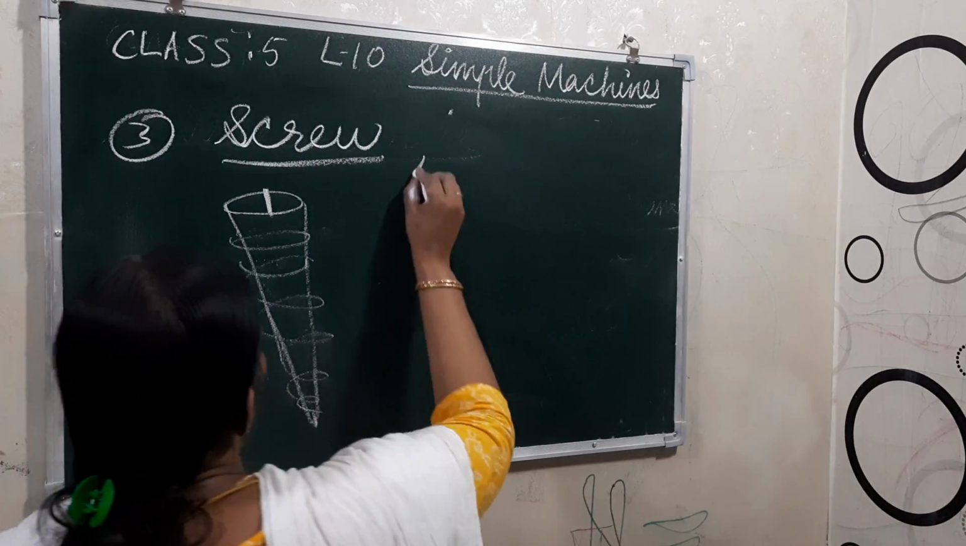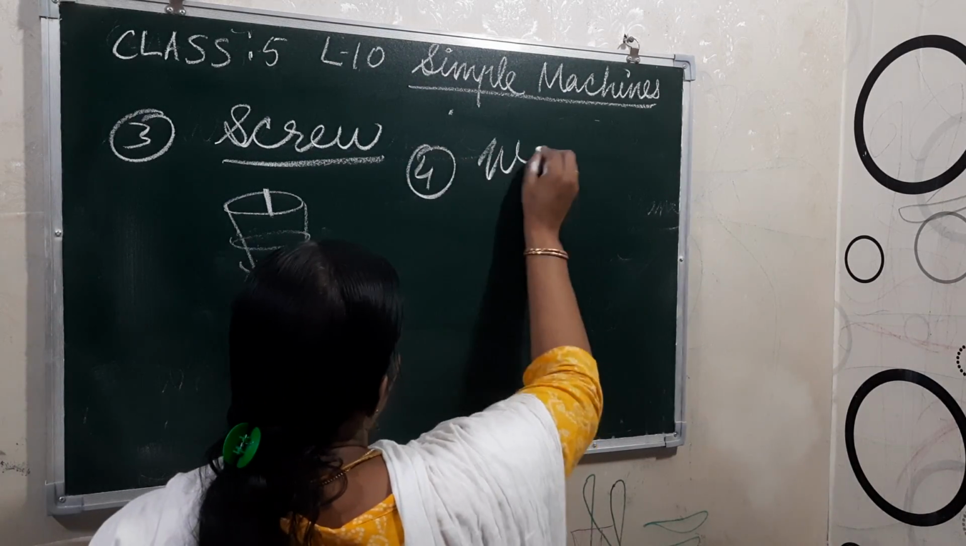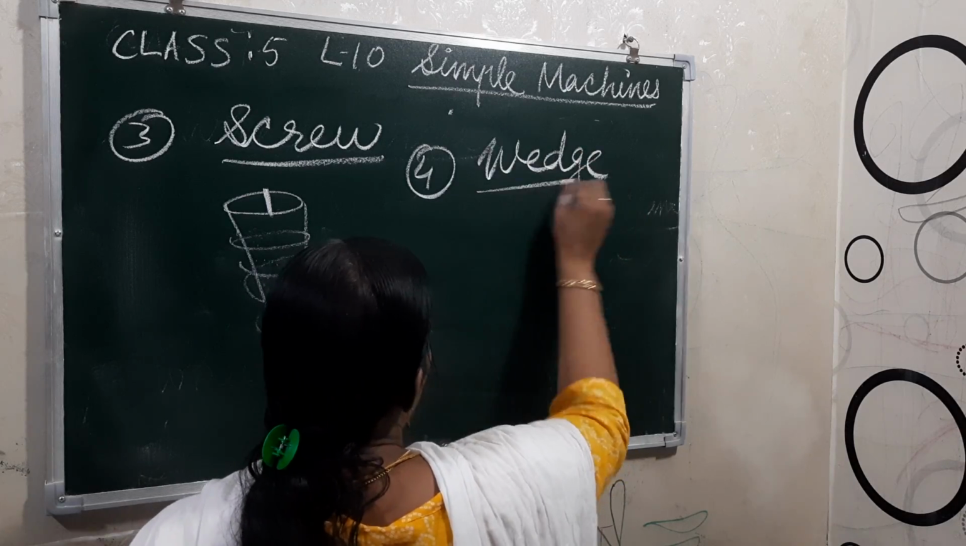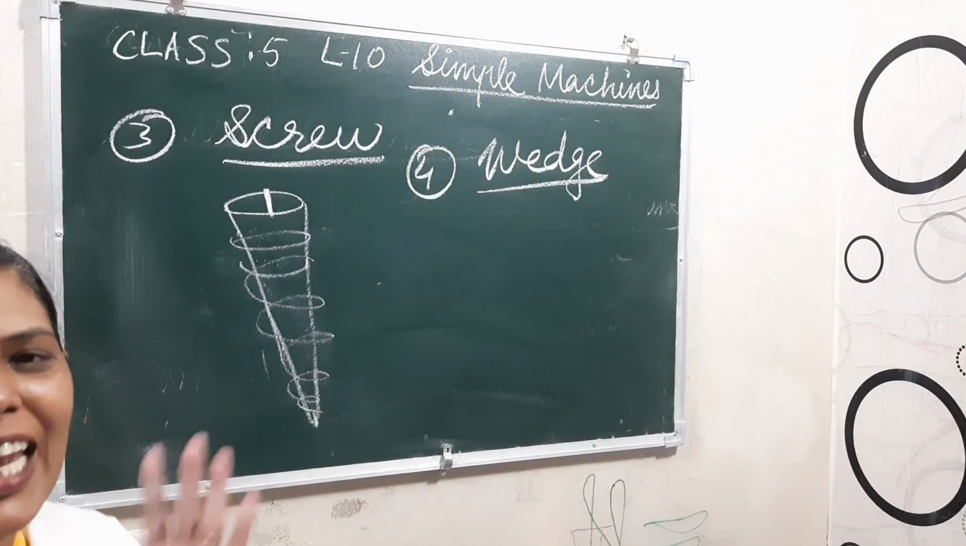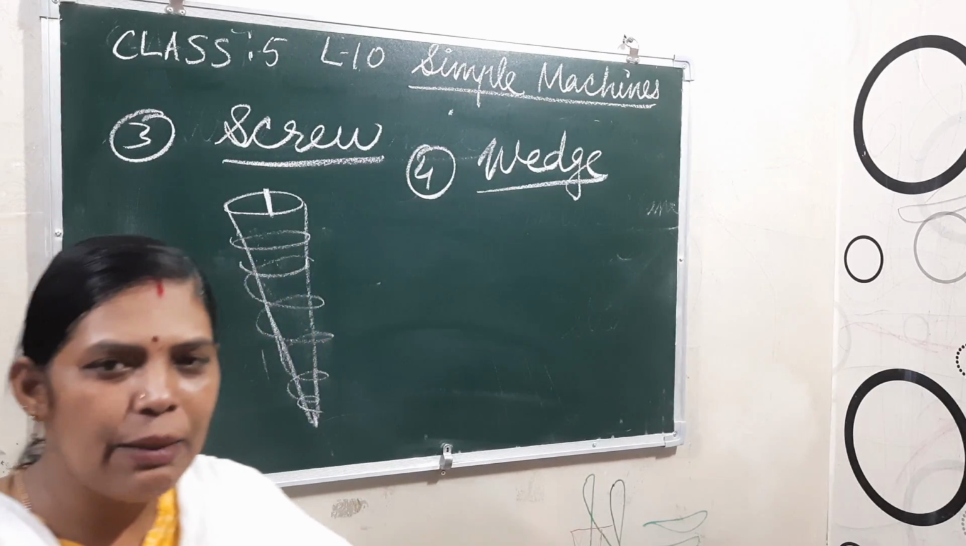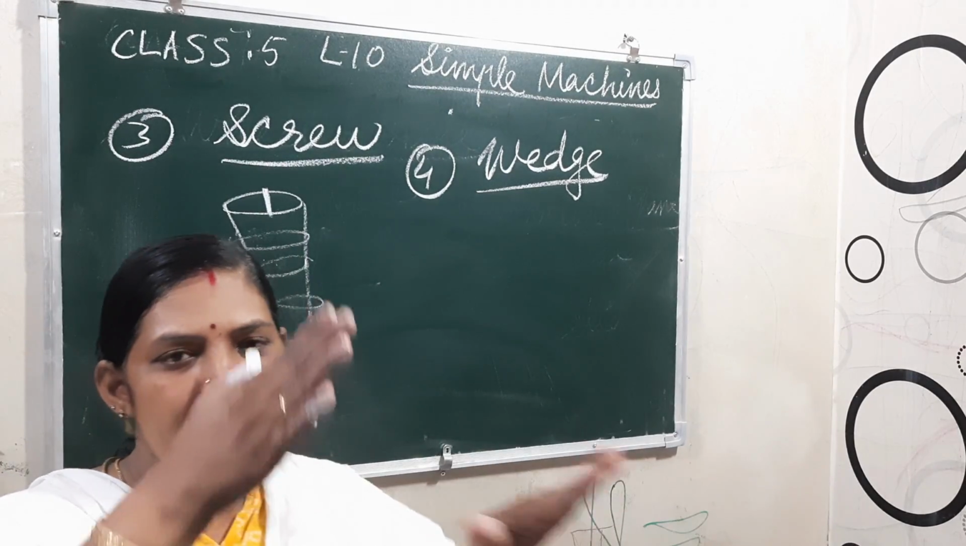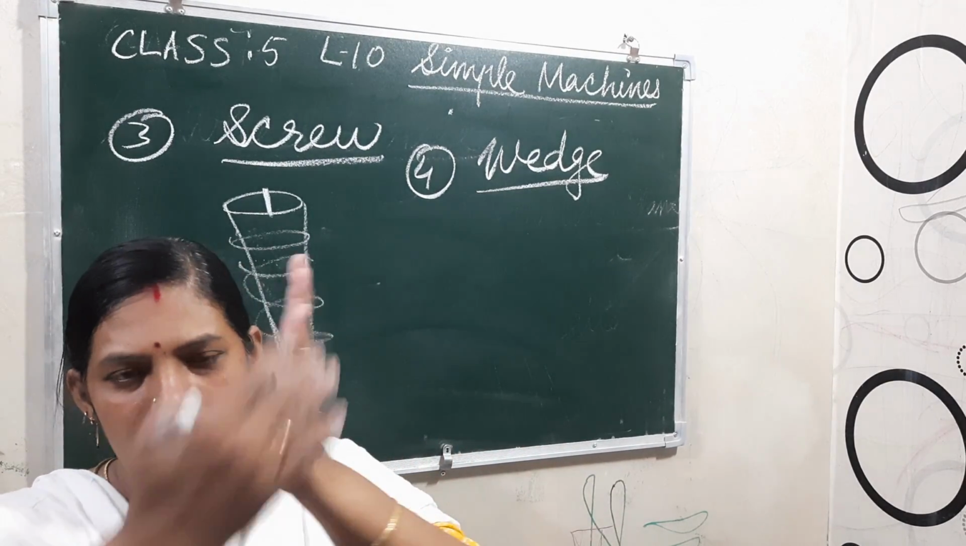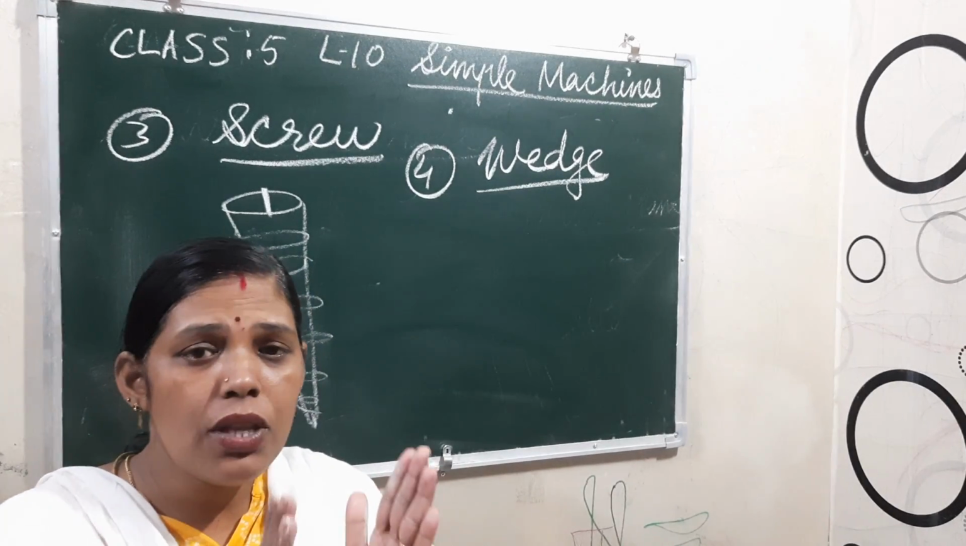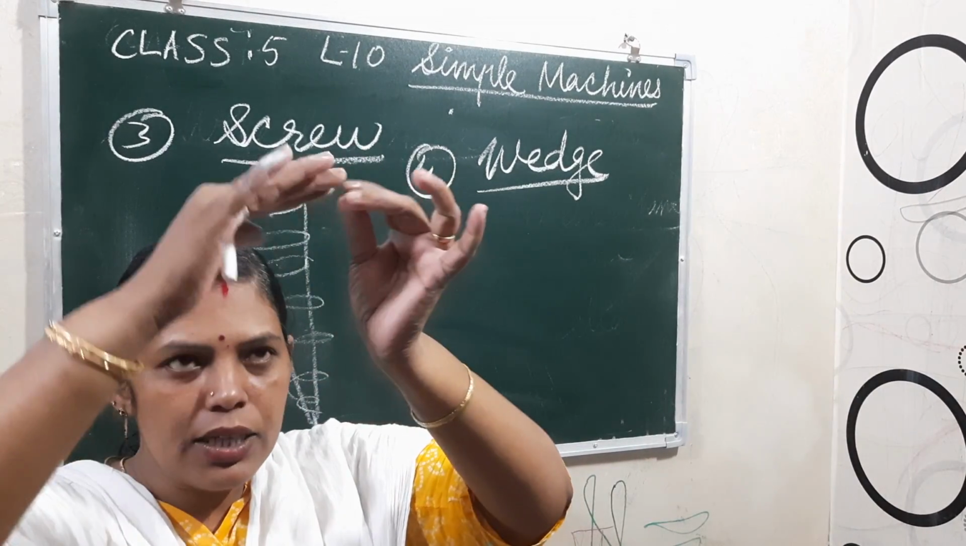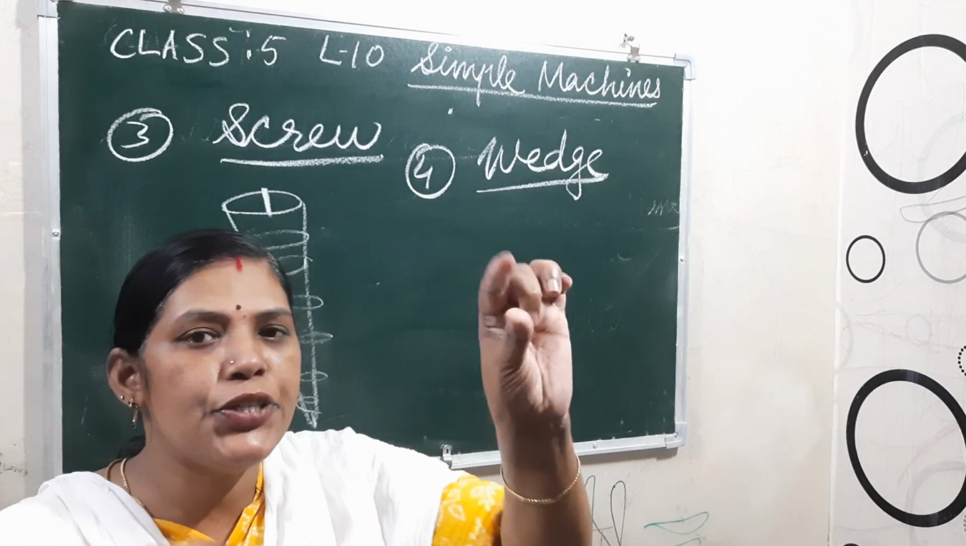And now the fourth one is the wedge. A wedge is actually a double inclined plane. Double inclined means both sides have a slope, this side as well as this side, and both slopes are joined at the top, which will be the edge portion.